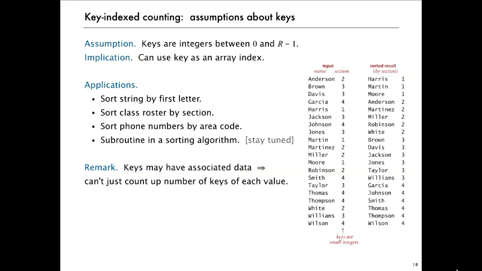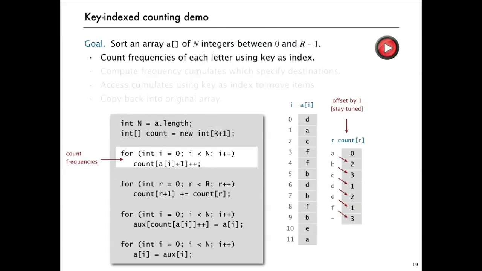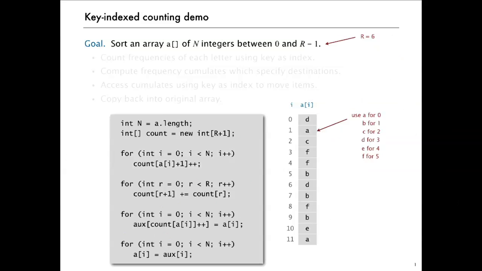If you were just sorting the small integers, you could just count how many ones there are, how many twos there are, and like that, in one pass, and then if there are 3 ones, just output 3 ones, and so forth. But the complication is that we have to carry the associated information along, so we have to work a bit harder than that. Here's the code for this method called key index counting, and let's look at a demo.